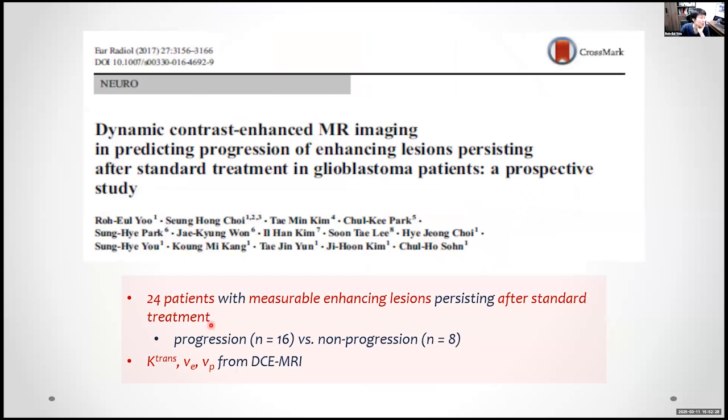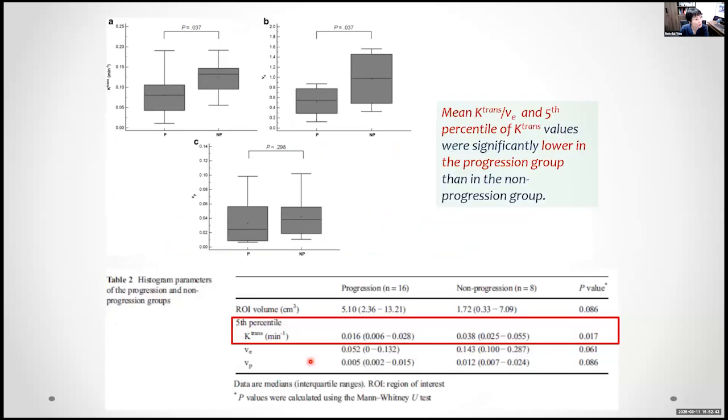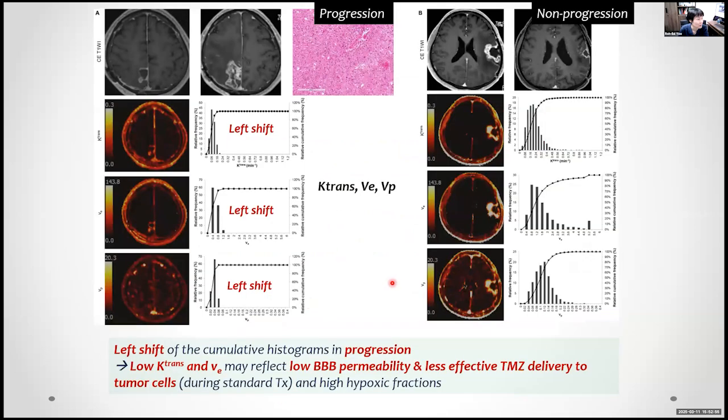So we took 24 patients with the persistent enhancing lesions after standard treatment and evaluated the three popular parameters from DCE MRI, just as in the previous study, taken at the different stages of the treatment. And interestingly, we found that the progression group actually had lower values of mean Ktrans and Ve, and the 50th percentile of the Ktrans is shown in the graph here. So here are typical examples.